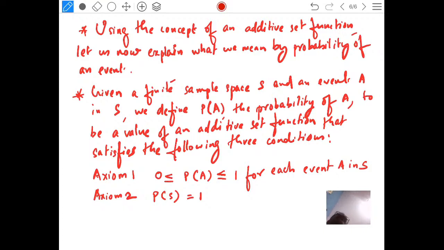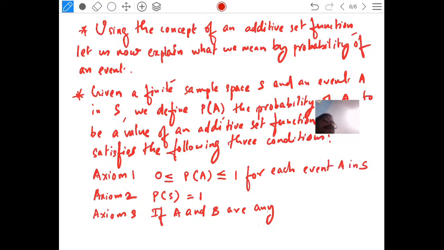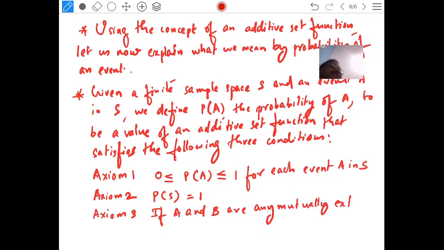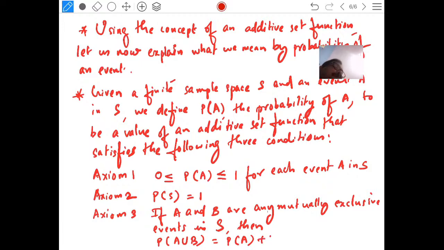Then axiom 3: if A and B are any mutually exclusive events in S, then P of A union B is equal to P of A plus P of B.